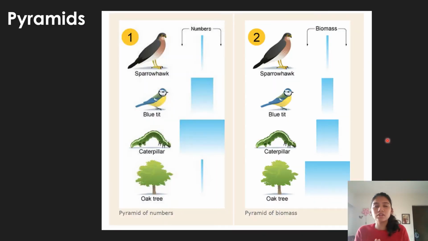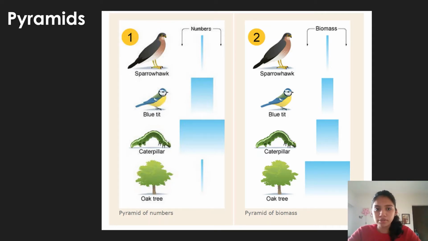Pyramids. Okay, this concept is super important. Pyramid of numbers versus a pyramid of biomass. So a pyramid of numbers basically represents a food chain in terms of the number of organisms that are consumed at each stage or each level of the food chain. So here you have an oak tree. It's only one oak tree, so the base is going to be small. It's just one, like a tiny little thing.